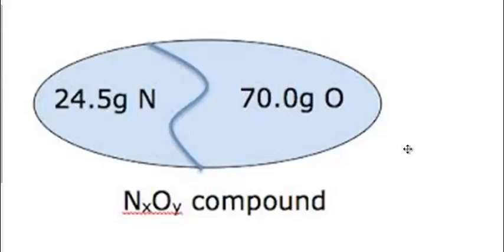For example, this substance has nitrogen and oxygen in it. They found 24.5 grams of nitrogen and 70 grams of oxygen are in a compound. They can use this information to figure out the formula. Here they have NX and OY because they're going to use percent composition to figure out what the X and the Y are, how many of each type of atom there are. We'll learn this in the next lesson, but for now, we're just going to figure out the percentage of each one.